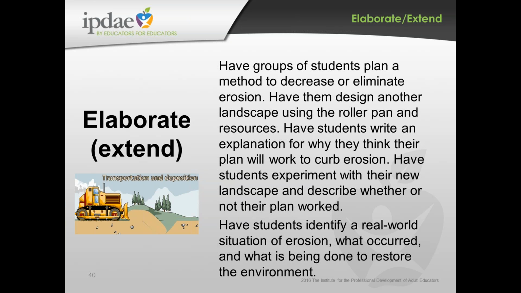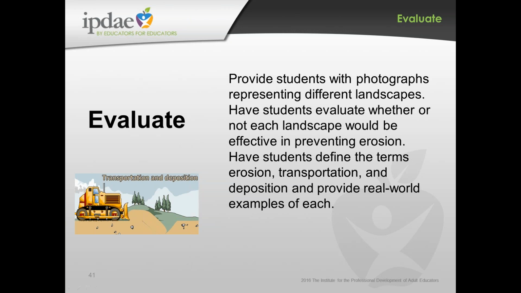Anything from things like my backyard to, of course, when we have the horrible storms and part of the beachfront along our oceans disappear, all kinds of extension activities that we can do. Then last, but certainly not least, for an evaluation, we can present students with photographs that have different landscapes and have them evaluate whether or not each landscape would be effective in preventing erosion. And in the evaluation, you're going to want to make sure that they can define and use the terms that they have learned in this lesson.